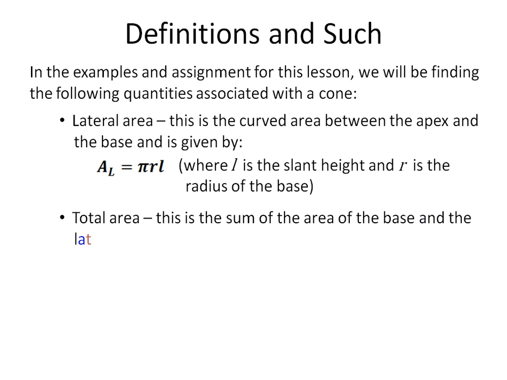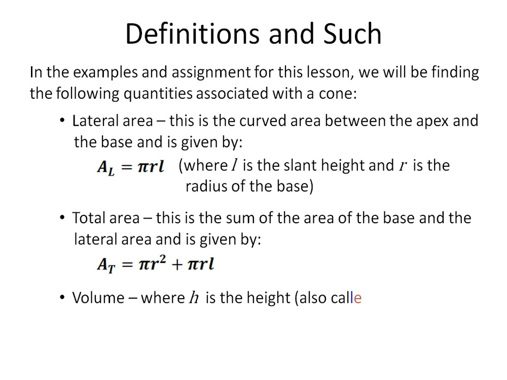Okay, the total area, this is the sum of the area of the base and the lateral area, and is given by this particular formula, which is the total area is equal to the area of the base, which is pi r squared, since that's a circle, plus the lateral area, which is pi r l that we just talked about in the previous note. And then the volume, where h is the height of the cone, sometimes it'll be referred to as the altitude, but this is the formula for the volume, which is 1/3 of the area of the base times the height.